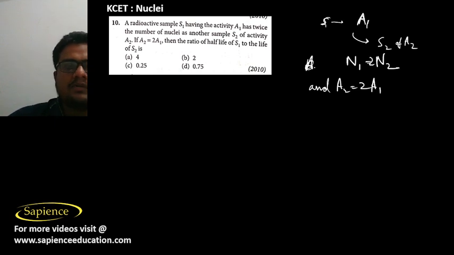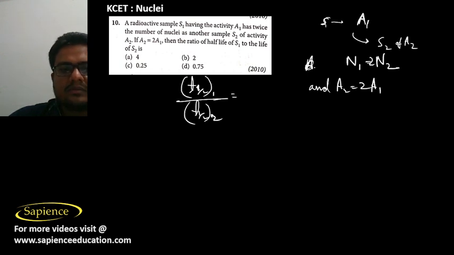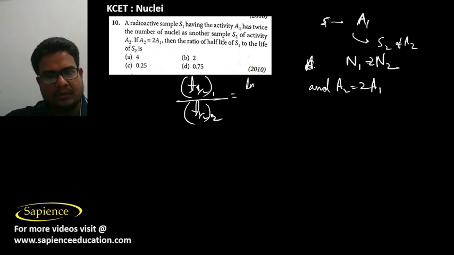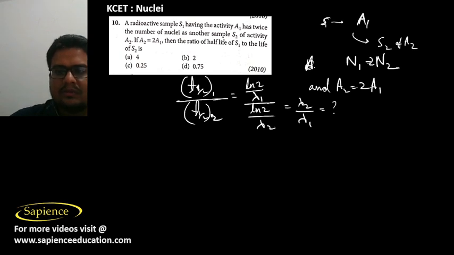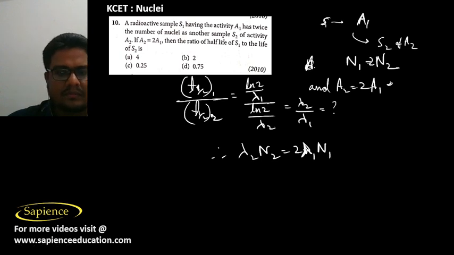Then the ratio of the half-life of S1 to the half-life of S2, how much is that? That we have to find. So this is equal to ln2 by lambda 1 divided by ln2 by lambda 2. So we have to find lambda 2 by lambda 1. Now A2 is lambda 2 N2, that is equal to 2 into lambda 1 N1.